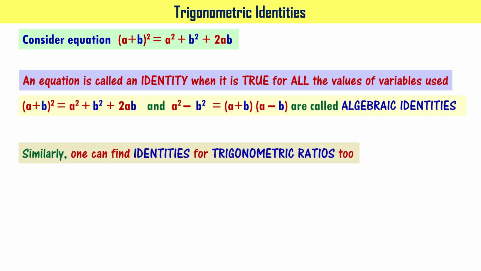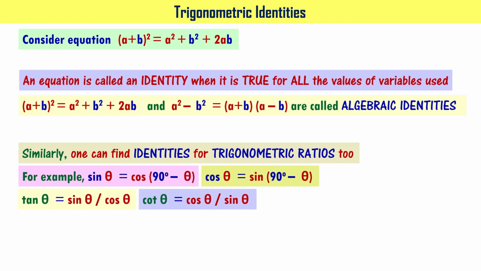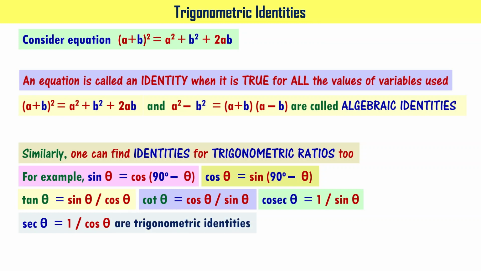Similarly, one can find identities for trigonometric ratios too. For example, sin theta equal to cos (90 degrees minus theta), cos theta equal to sin (90 minus theta), tan theta equal to sin theta by cos theta, cot theta equal to cos theta by sin theta, cosec theta is 1 by sin theta, sec theta equal to 1 by cos theta. All these are trigonometric identities.